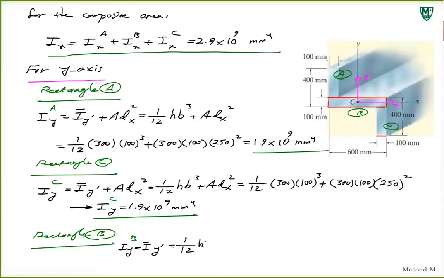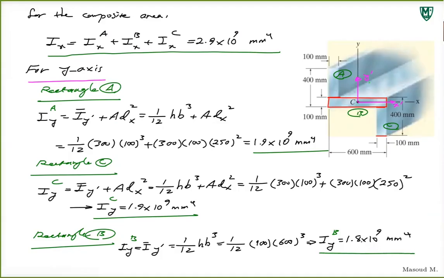So that'll be 1 over 12 h b cubed, 1 over 12. In this case, our height is 100 millimeters for this rectangle, and our width is 600 millimeters, cubed. You do this math, you'll get Iy for B as 1.8 times 10 to the 9 mm⁴. All right.